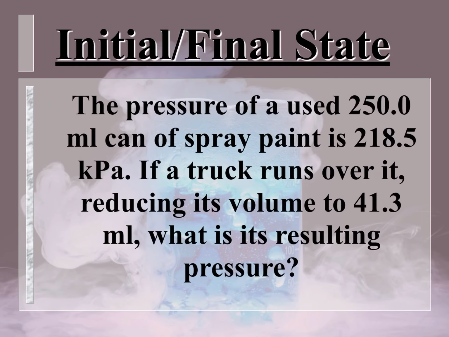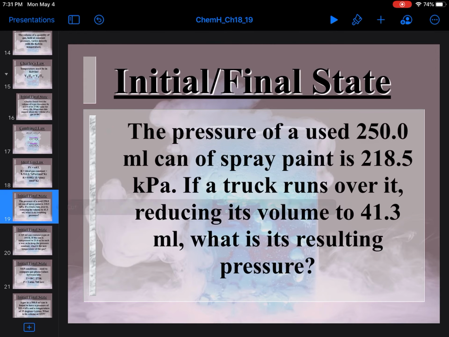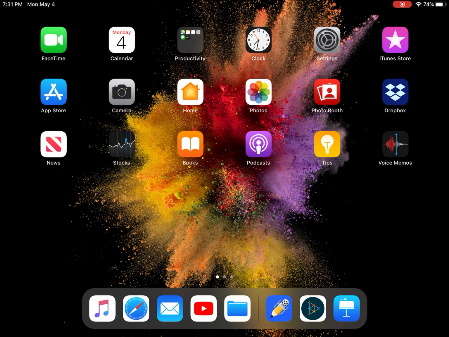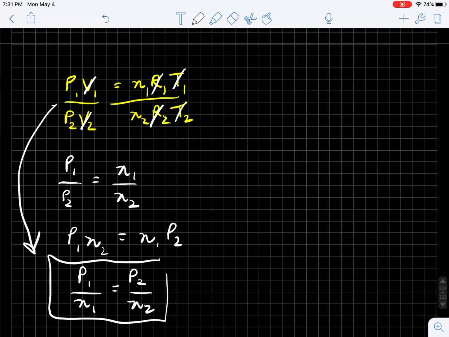So let's go back to our little problem here. The pressure of a used spray paint can is 218.5 kilopascal, and they give you the volume of the can. A truck's going to run over it, and it's going to reduce its volume to 41.3 milliliters. I got this from textbook worksheets, by the way, in such a magical way that the truck runs over the can without bursting the can open. So all the gas stays trapped inside the can. All right, so what's the resulting pressure? Glad you asked.